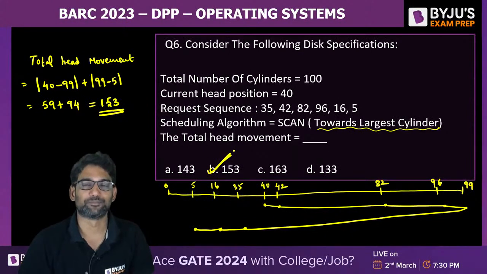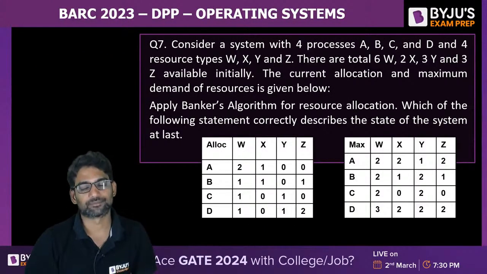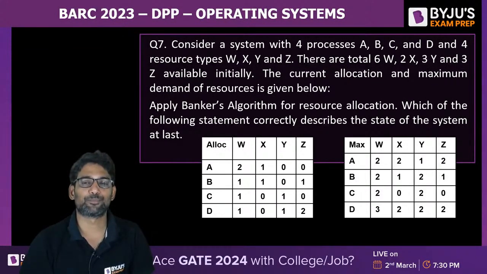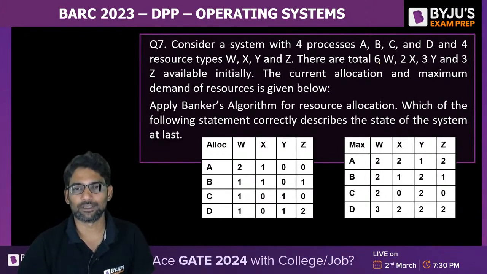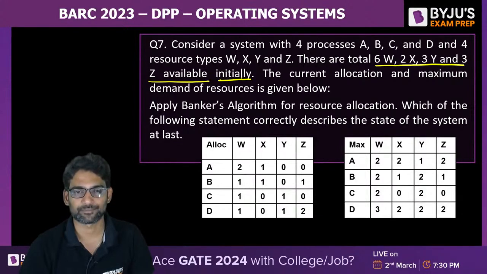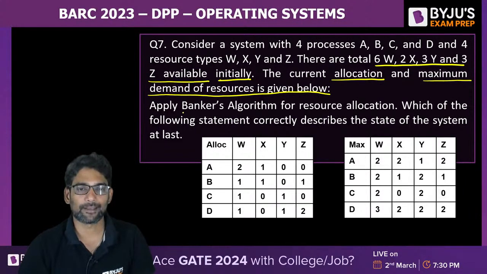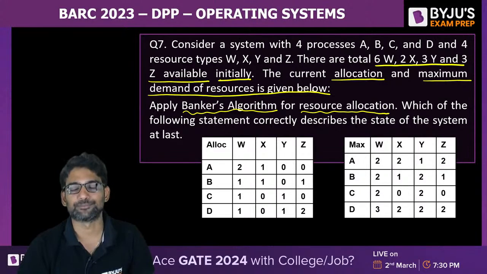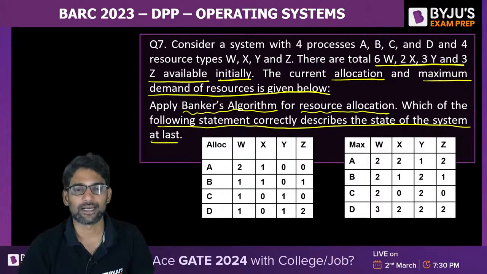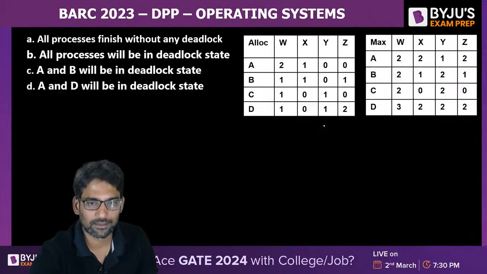I appreciate everybody. Superb. Question number 7. Consider a system with 4 processes A, B, C and D and 4 resource types W, X, Y and Z. There are total 6 W, 2 X, 3 Y and 3 Z available initially. The current allocation and maximum demand of resources is given below. Apply Banker's algorithm for resource allocation. Which of the following statement correctly describes the state of the system at last? Okay. And these are the options.